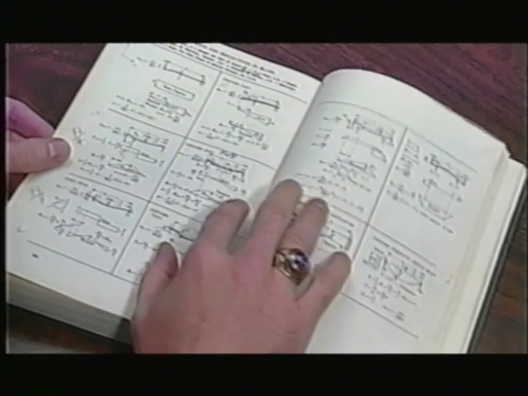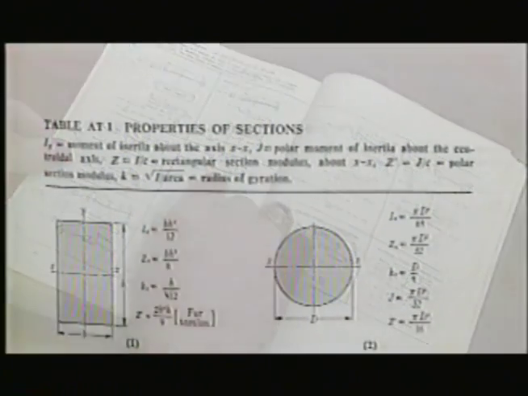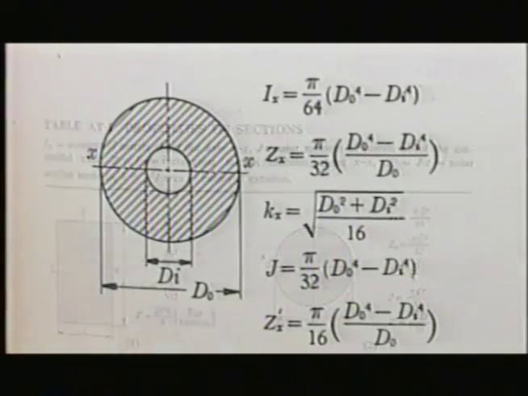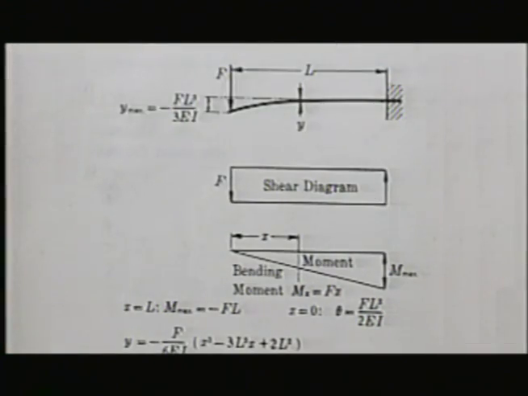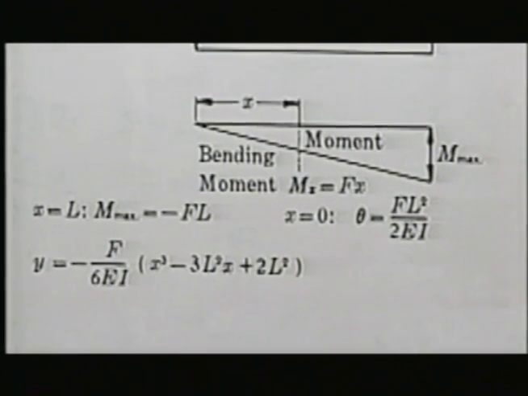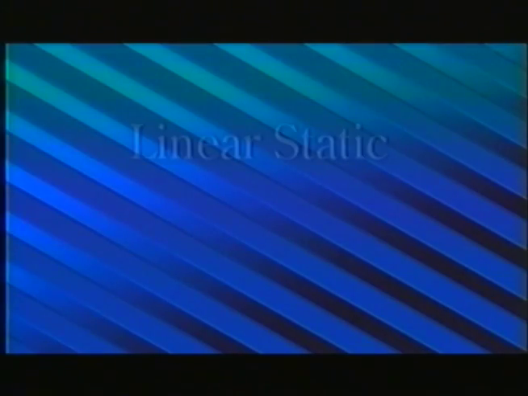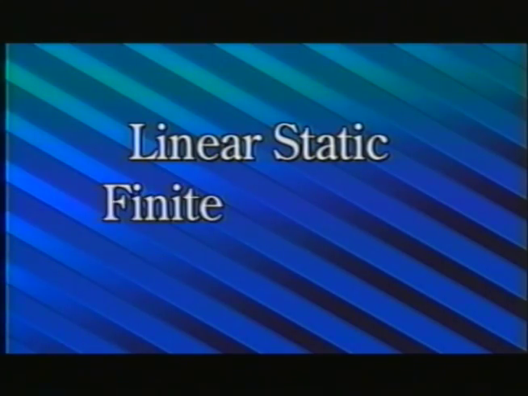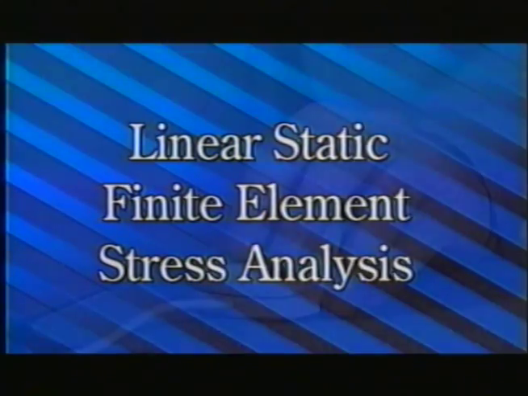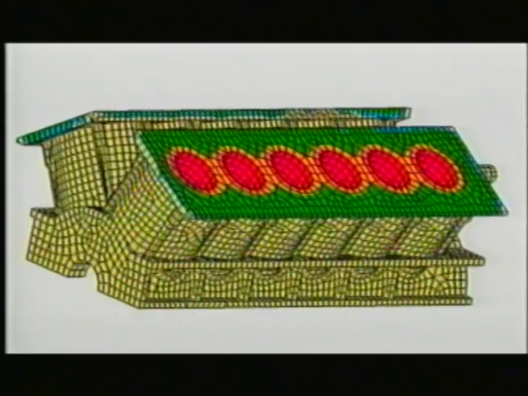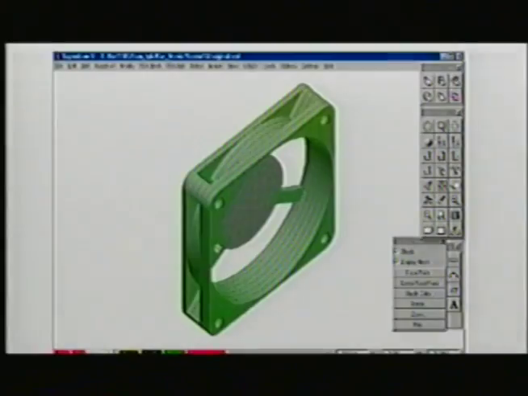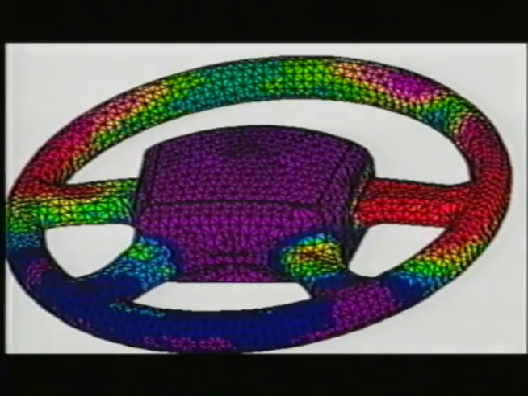First, the engineer would calculate a quantity known as the moment of inertia based on the cross-section geometry of the beam. The next step would be to calculate the stress using formulas like this. By the late 20th century, a technique known as linear static, finite element stress analysis had been developed, which enabled engineers to do similar calculations on real parts such as engine blocks, suspension springs, computer fans, and so on.